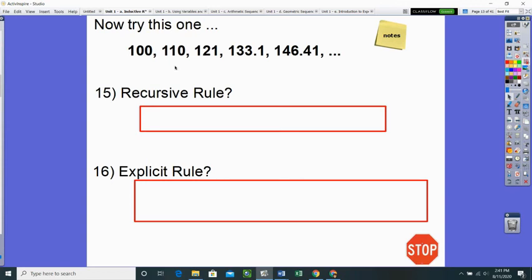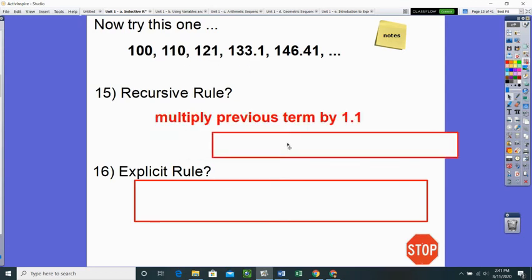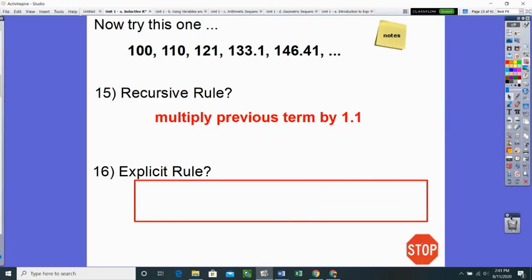Now, if you couldn't find it, let me give you a piece of advice. Try something. Take this term and divide it by that term. Take this term and divide it by that term. Take this term and divide it. Do you see the same number coming up? And if you do, kind of in reverse, that would be what you would have to multiply. Did you get that you're multiplying by 1.1? Good job if you did.